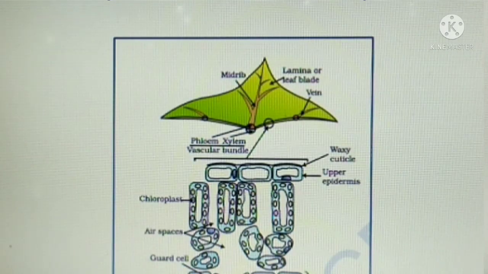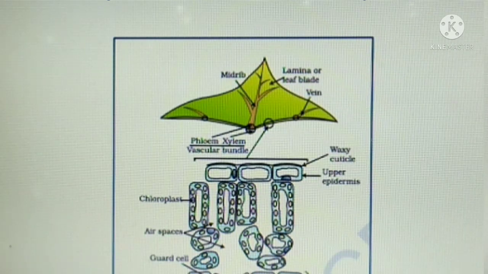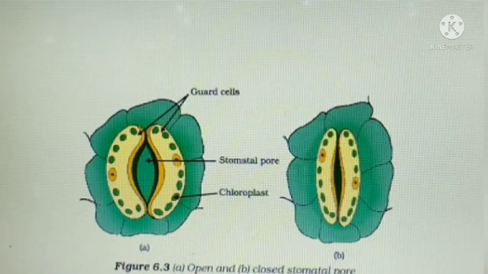So this is the cross section of the leaf. While viewing under the microscope, we can see the green dots, and the green dots we call the chloroplast. This chloroplast contains a green color because of the presence of chlorophyll. So the chloroplast is green in color.